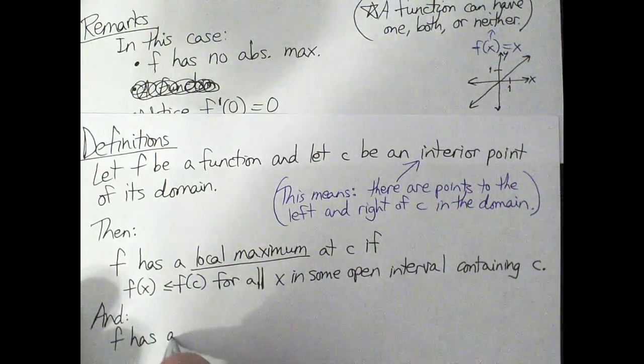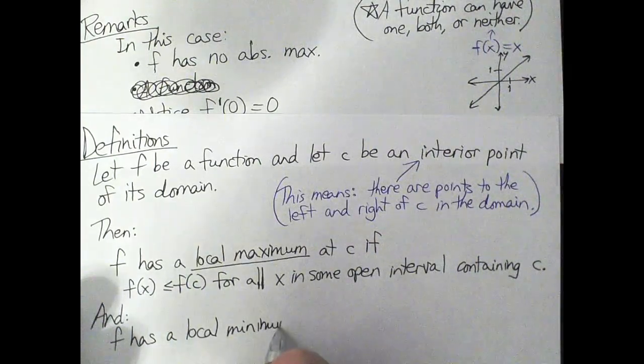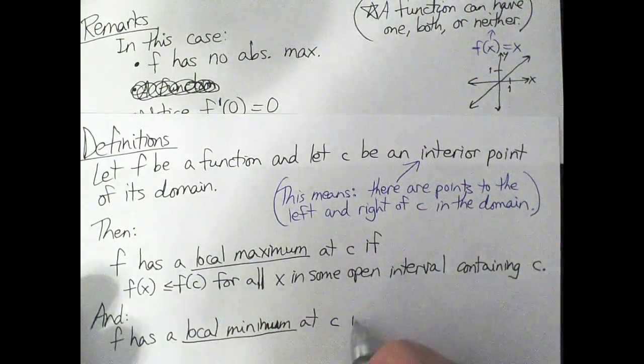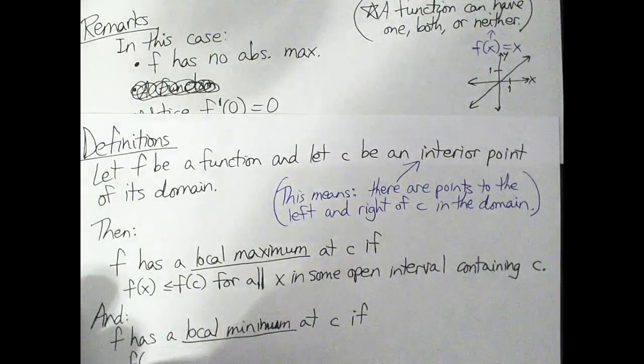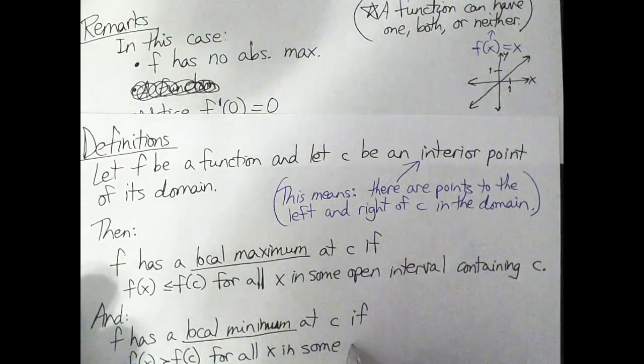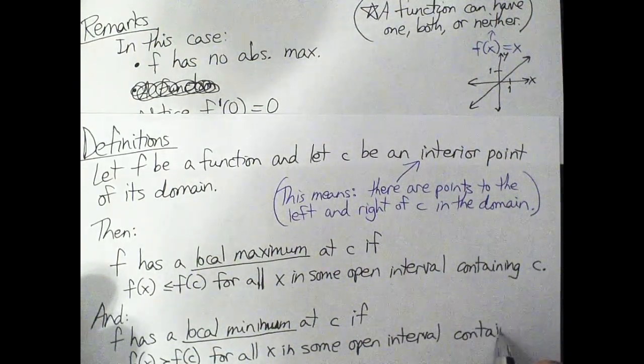f has a local minimum at c if, it's pretty similar, right? It's just the inequality symbol is flipped. For all x in some open interval containing c. Now, what is an open interval? You've seen them before.